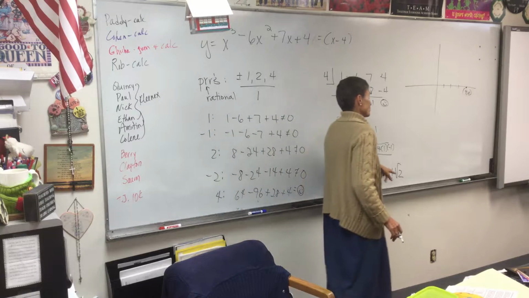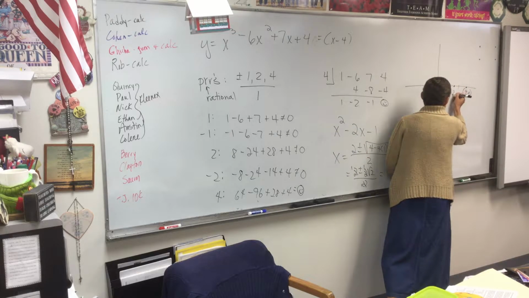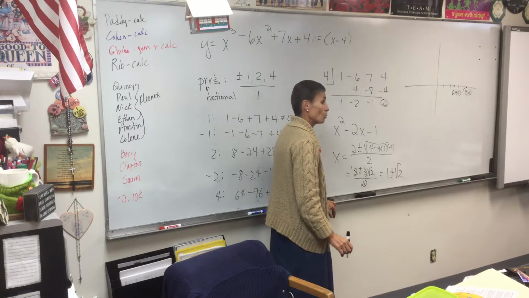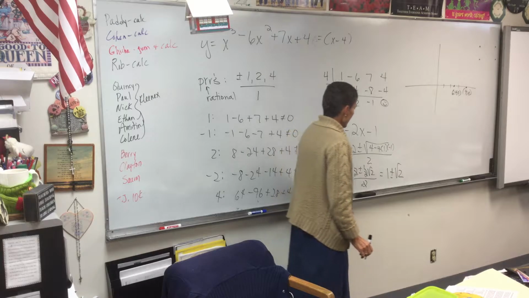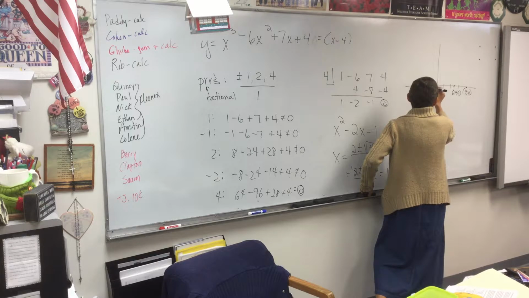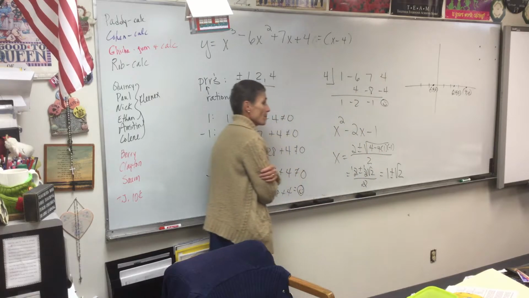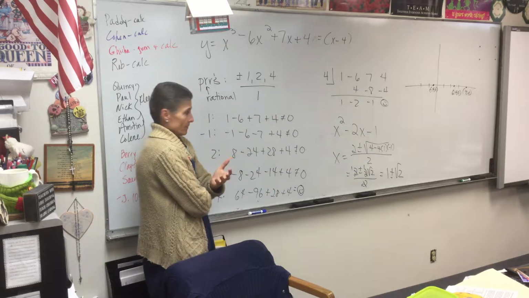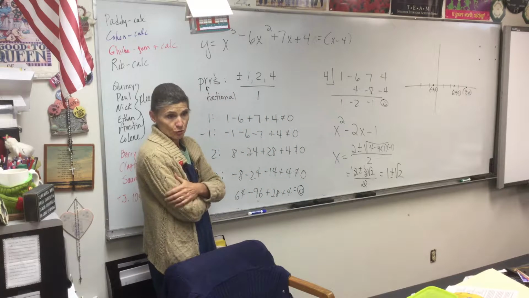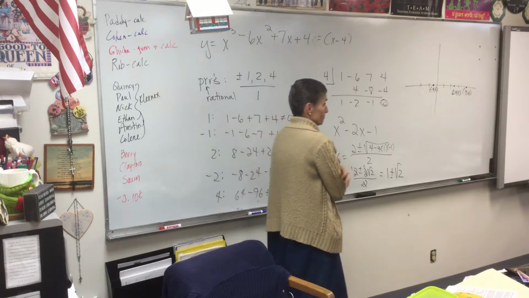All right, 1 plus root 2 decimally is about 2.4. So for purposes of plotting, I'm just going to make that a decimal, round it off to 2.4. That's 1 plus root 2. And 1 minus root 2 would be about negative 0.4. So if your depressed polynomial does not factor, all hope is not lost. You'll just use your quadratic formula, get your irrational roots, and plot.